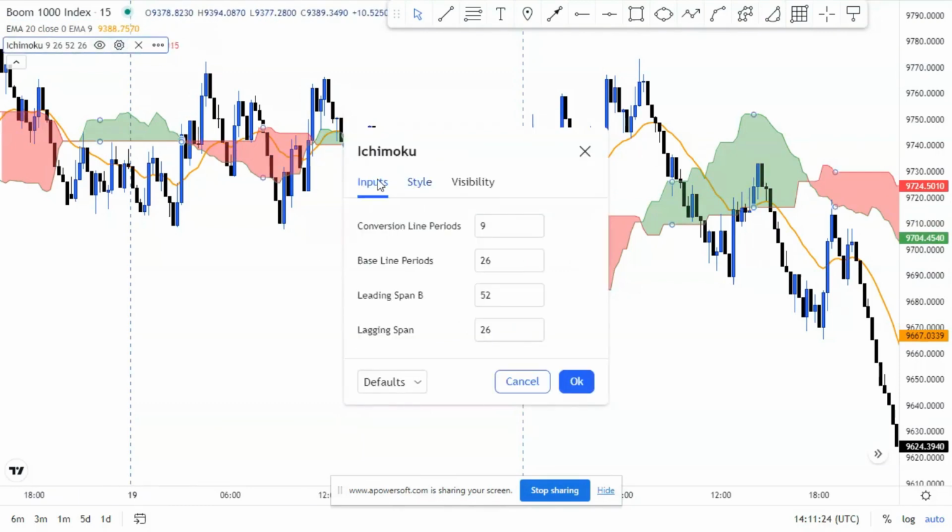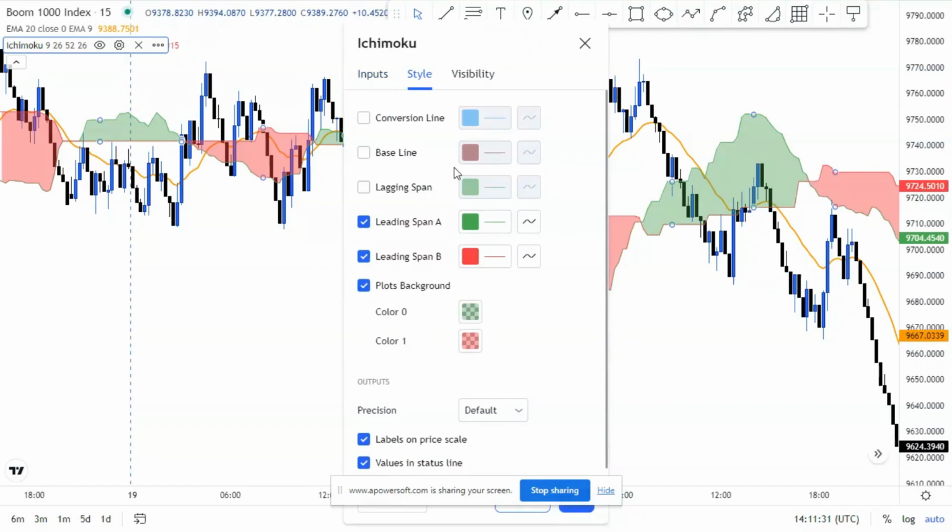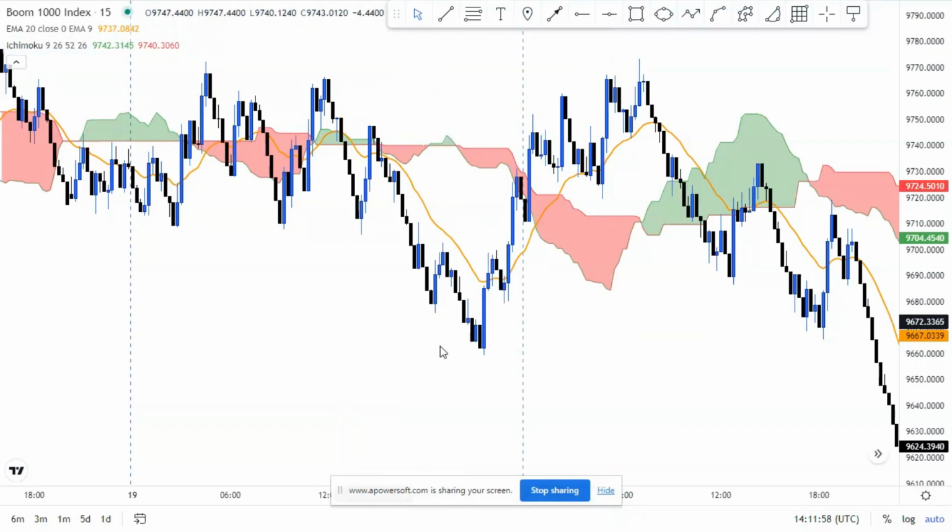The Ichimoku settings are here, if you're on TradingView. You're not going to change anything here. You just come here on style. You're going to uncheck the conversion line, you turn off the baseline, and the lagging span you're going to turn off. You're going to leave on the leading span A, and then the leading span B, and then you leave on the plus to the background. So basically you only turn off these three, and then you leave the rest, and now that will be okay.